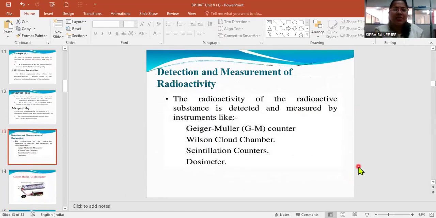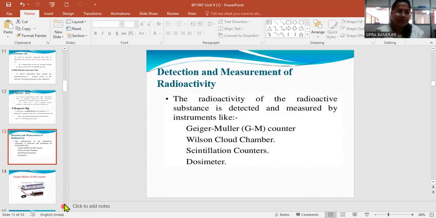Now, detection and measurement of the radioactivity. The radioactivity of a radioactive substance is detected and measured by instruments such as the Geiger-Müller counter, that is the GM counter, the Wilson cloud counter, the scintillation counter, and the dosimeter. These are the instruments where the radioactivity can be measured.